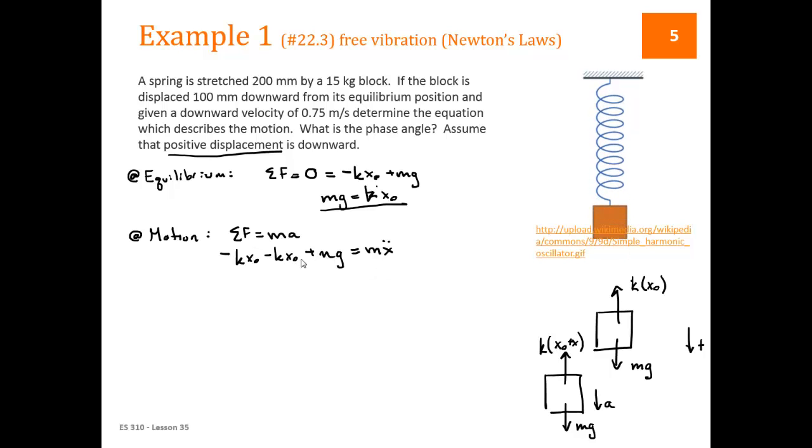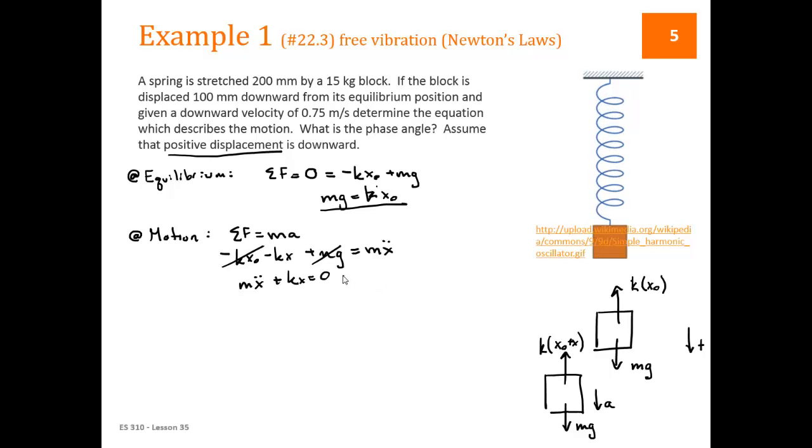So this term and that term are going to cancel each other out, and we're left with an expression. We can move this over to the other side. We have m x double dot plus kx is equal to 0.